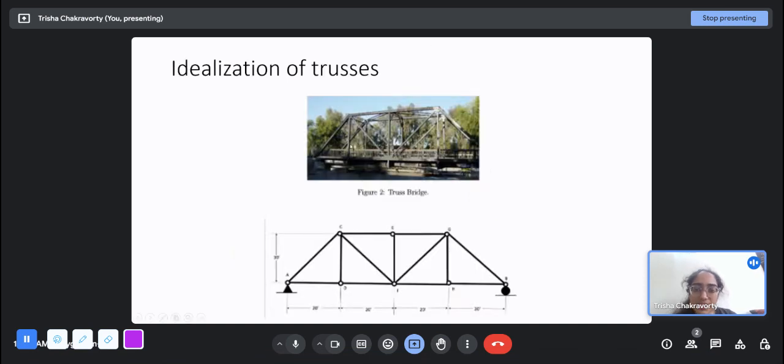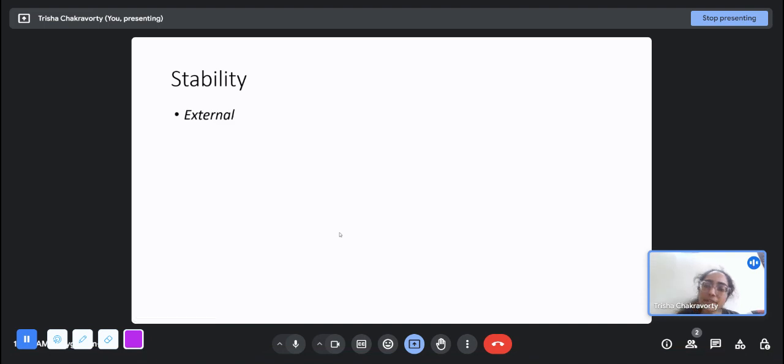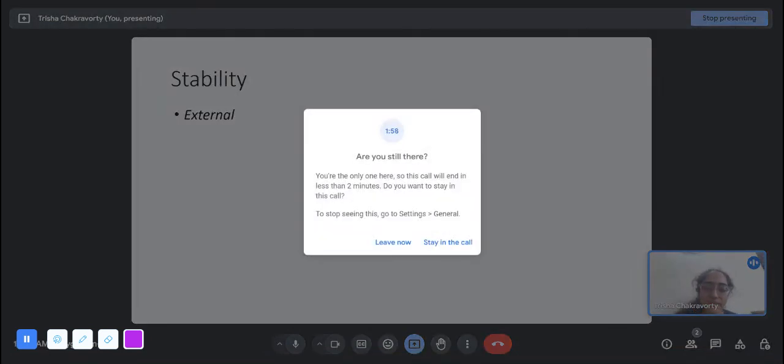And this is, for example, an idealization of a truss. This is a 3D, three-dimensional body. There are basically two trusses in this plane and in the plane behind it. We idealize it: we take these members and represent each of these members as a straight line, and these joint points as our pin supports. And for stability of trusses, there are two kinds of stability that we are concerned about: external and internal.